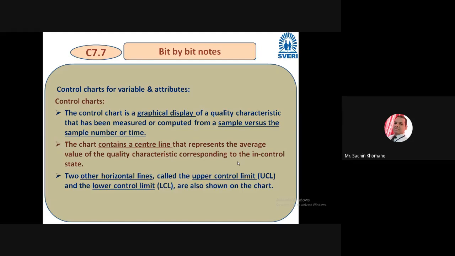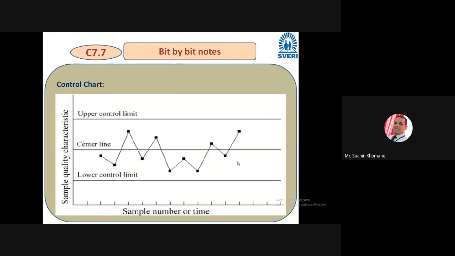So this control chart also has two other horizontal lines. These two horizontal lines are called the upper control limit and the lower control limit. The upper control limit is also called UCL, and the lower control limit is also called LCL. With the help of this diagram you can get a clear idea one more time. This is your control chart, and this is a 2D representation.